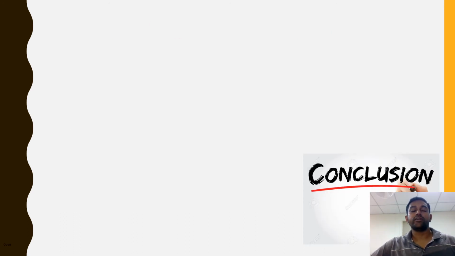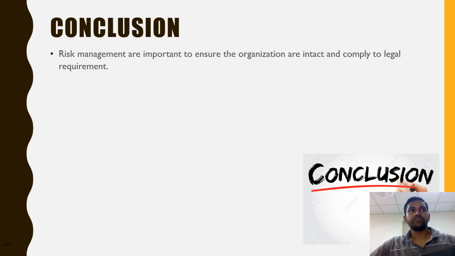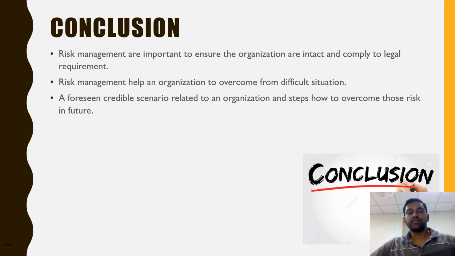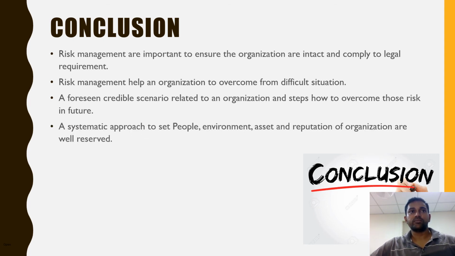So now we get into the conclusion. What is the conclusion? Risk management is important to ensure the organization stays intact and complies with legal requirements. That's the important thing. And then risk management helps the organization to overcome difficult situations, reinforcing the organization's credibility and the steps to overcome those risks in future. And then a systematic approach so that people, environment, assets and the reputation of the organization are well preserved. And then the reputation of the organization will be preserved.